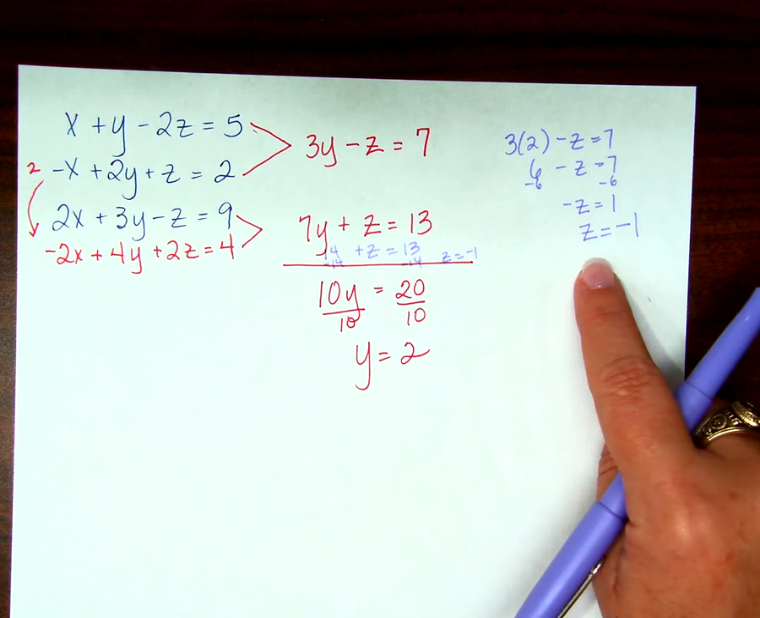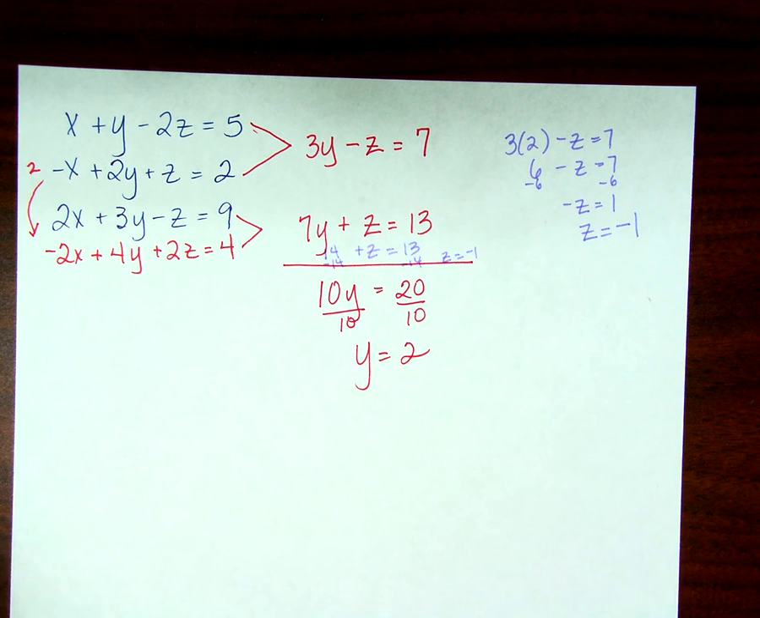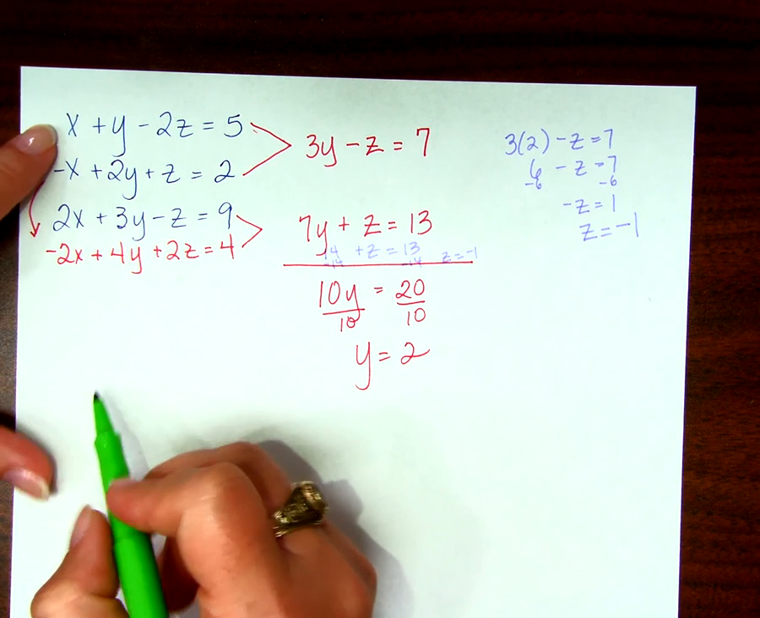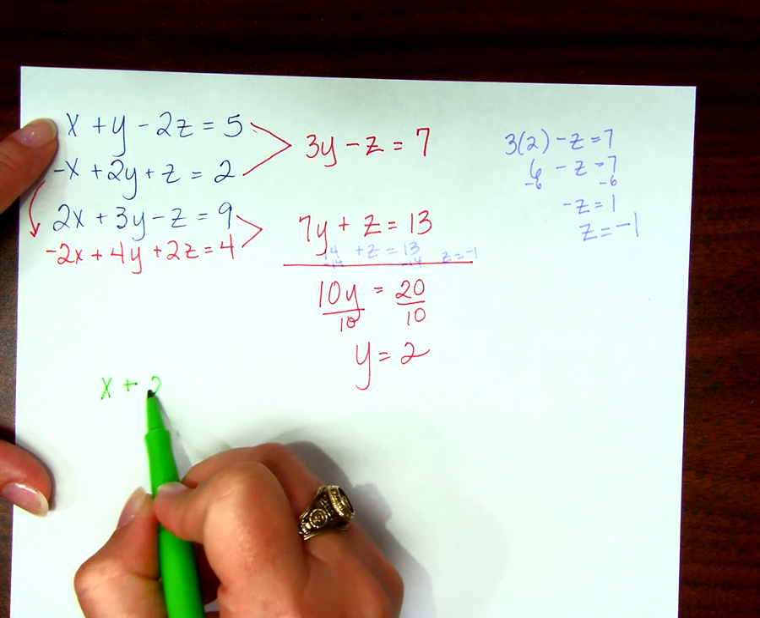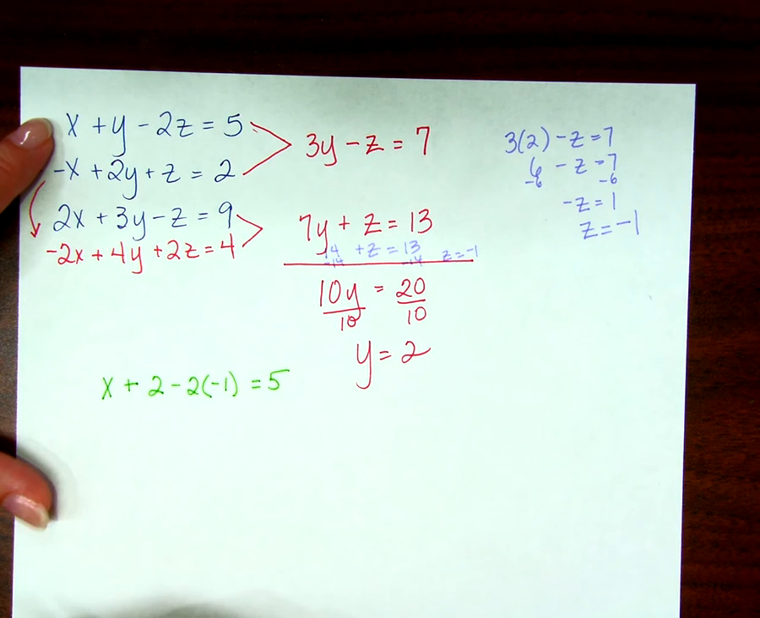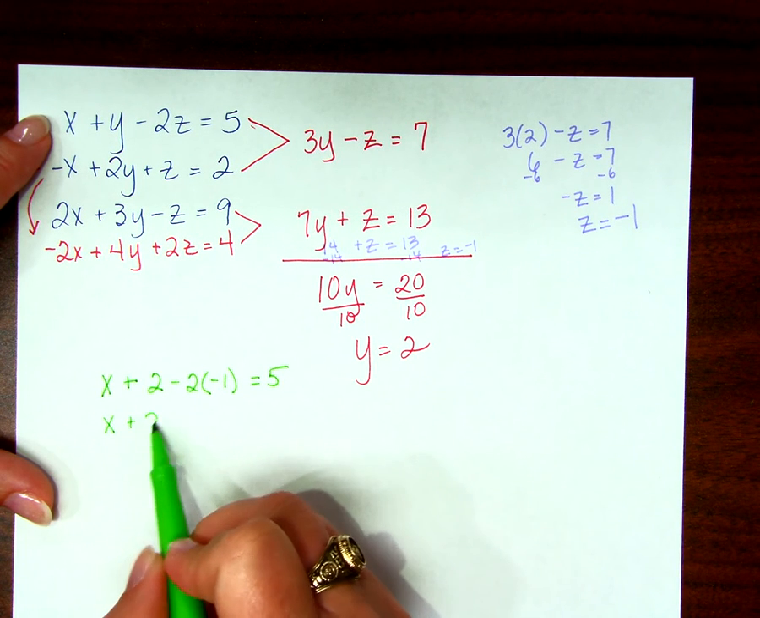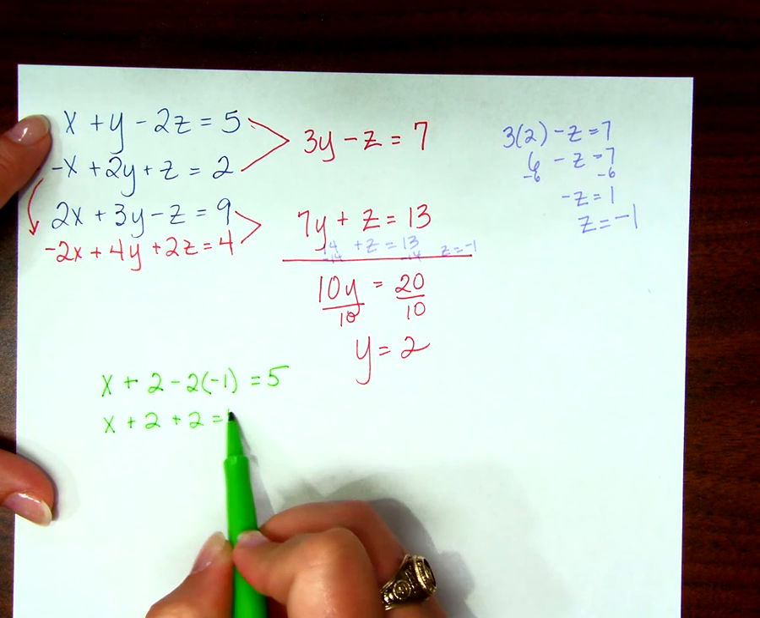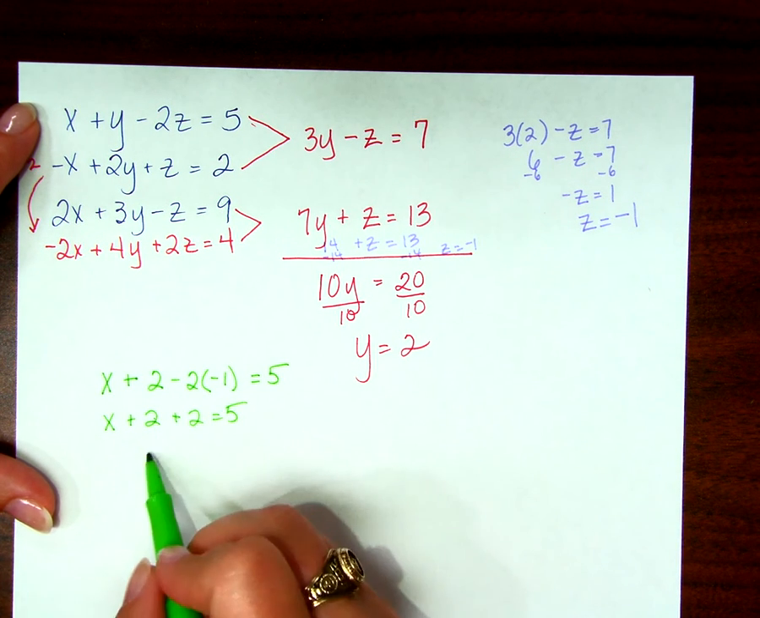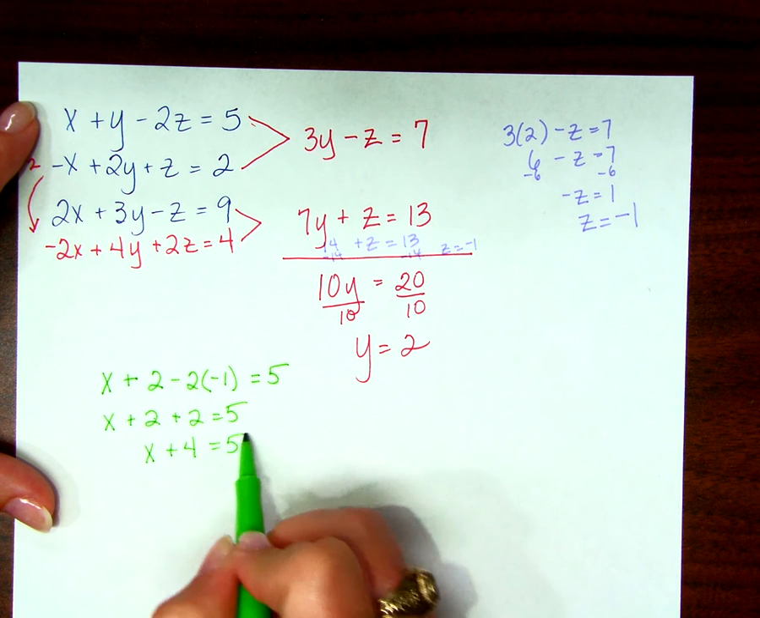So I know y and I know z. Where? Any of them. Which one would you choose? Probably the middle one. You would? Yeah. Okay. Or maybe the top. Why would you choose the top one? Because it's already positive. X is already positive. Okay. But could I choose any of them? Yes. So x plus y, which is 2, minus 2 times z, which is negative 1, equals 5. So x plus 2 plus 2 equals 5. Does anybody know what 2 plus 2 is? X plus 4 equals 5.